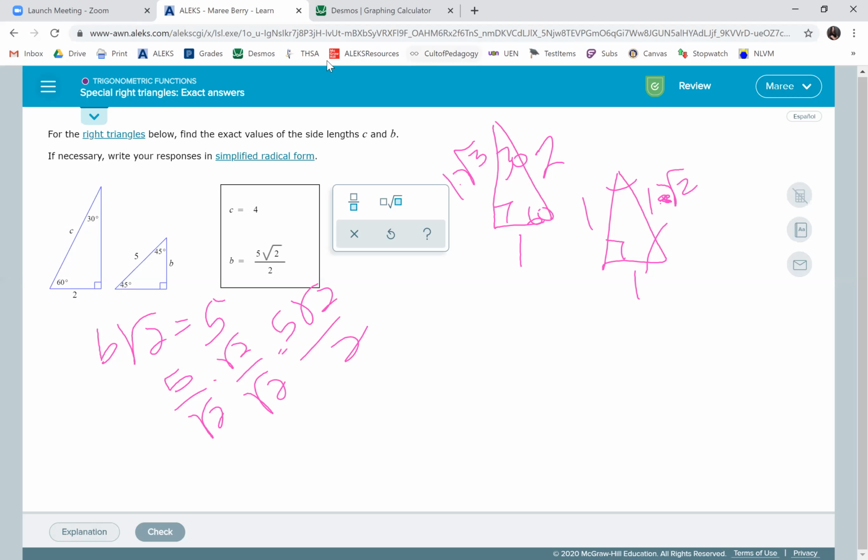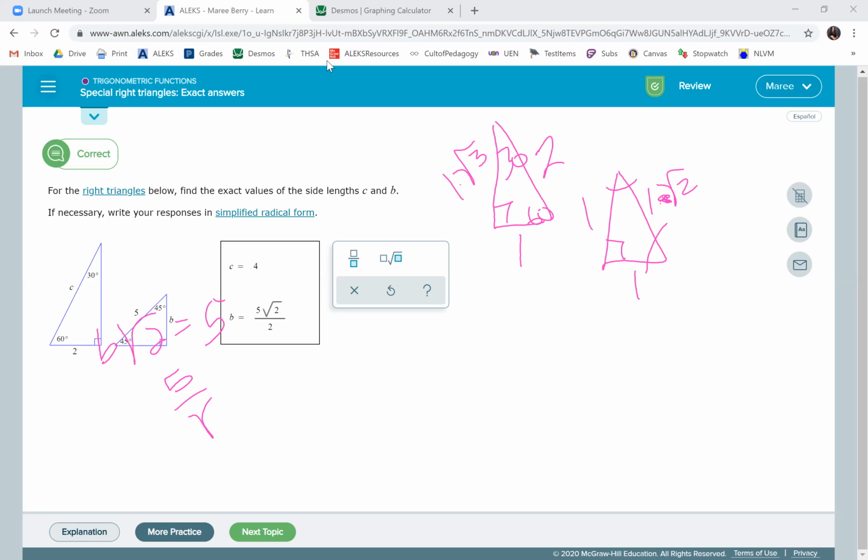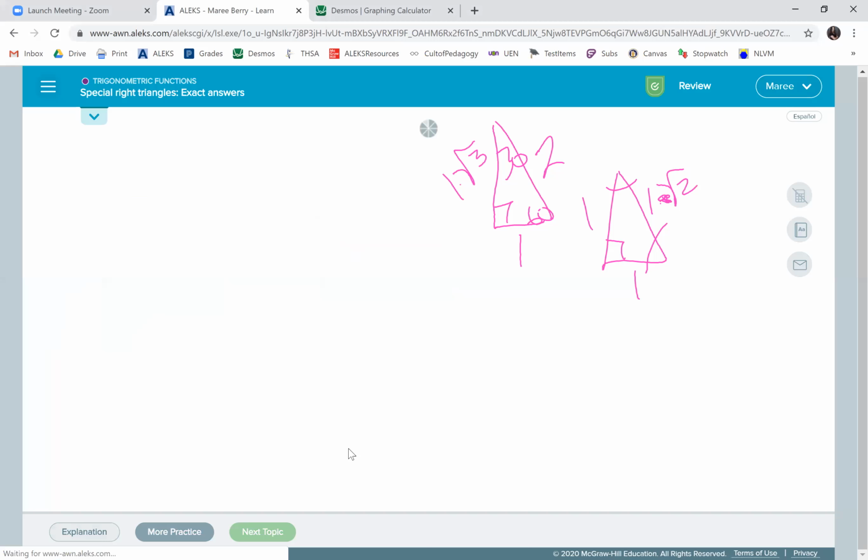So we're going to practice some more. Won't let me do that because I am in annotation mode. Okay, so let's do some more.